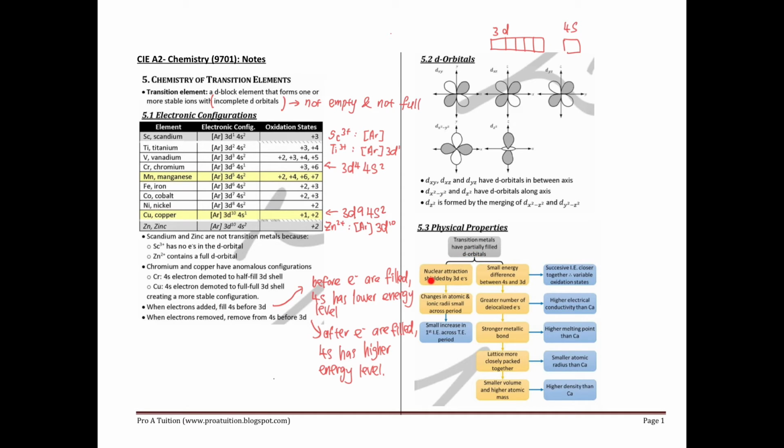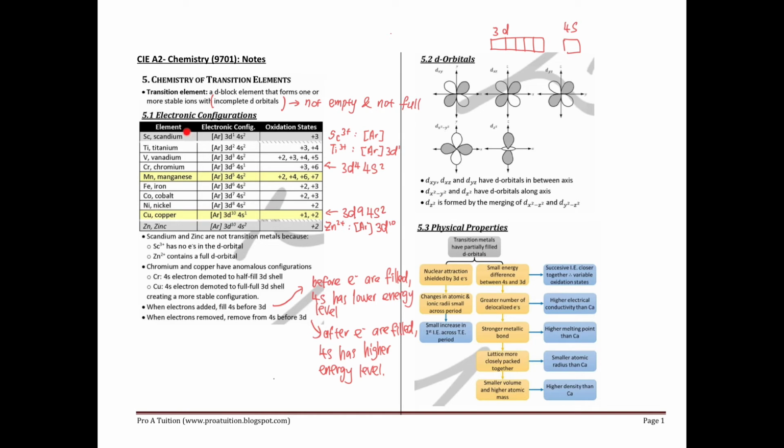Okay, so let's see here first on the left. Nuclear attraction shielded by 3d electrons. That means the 3d electrons are like blocking the nuclear attraction of the nucleus. That is shielded, blocking. And we look at the consequence because of the shielding of the 3d electrons. Changes in atomic and ionic radii are small across the period. This is the consequence of the shielding. You know the nuclear attraction, right?